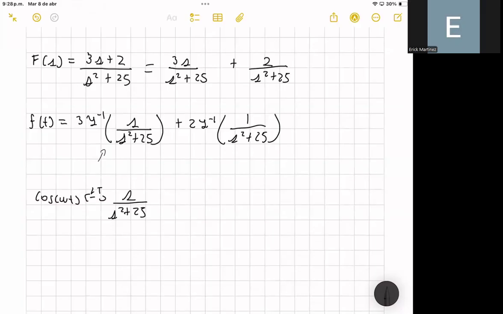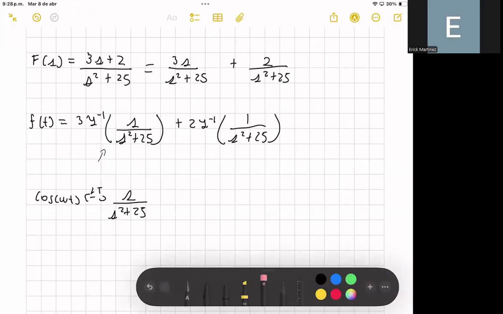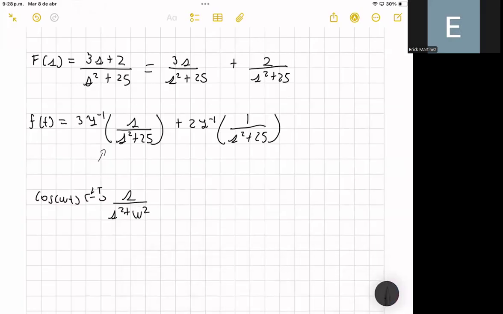Sorry, I placed here the 25. Well, in reality, this is omega squared. So if we compare these two, we can see that omega squared is equal to 25. So omega should be equal to 5. So we can compute the inverse Laplace transform of this directly.